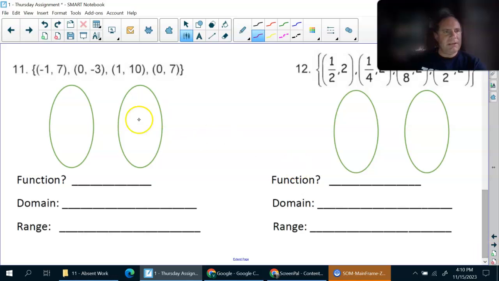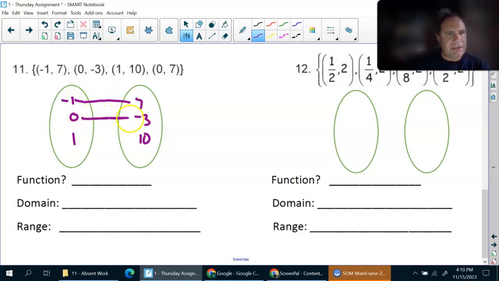Going down to number 11, I'm going to list the x's: -1, 0, and 1. I'm not going to list this 0 again. For the y's, I'm not going to repeat, which is 7, -3, 10. And then 7 repeats again, so we're not going to repeat it. -1 goes to 7, 0 goes to -3, 1 goes to 10, and then 0 goes to 7 as well. So we're going to draw a second line. This is not a function.